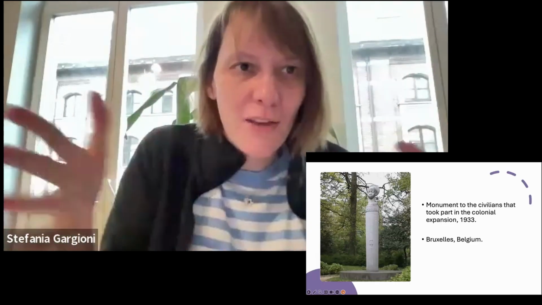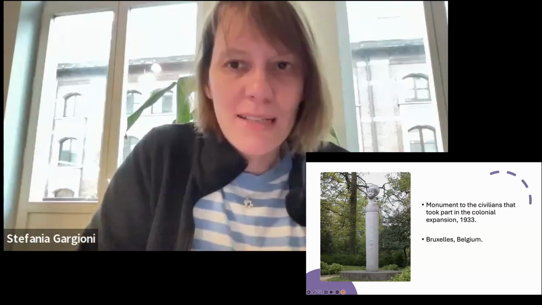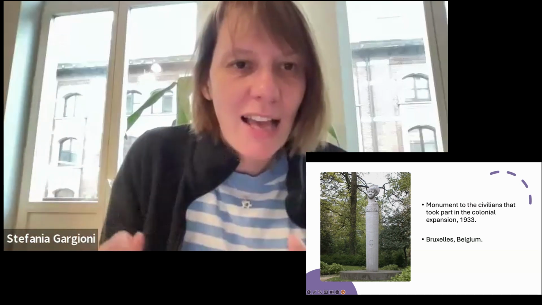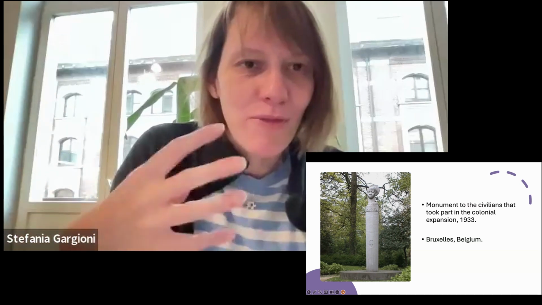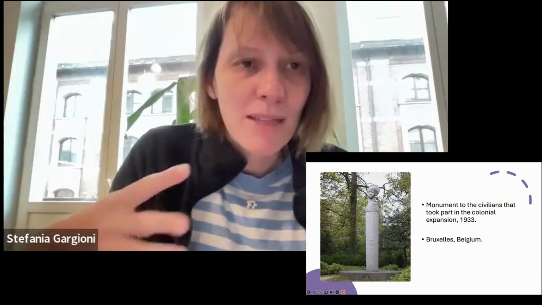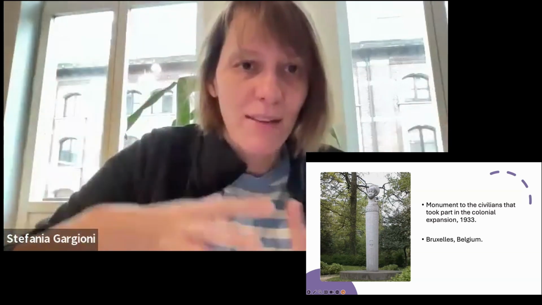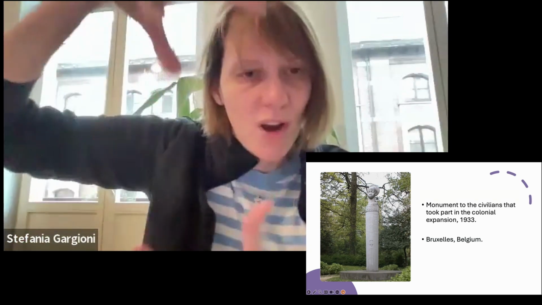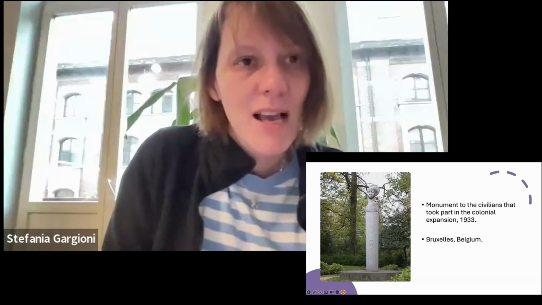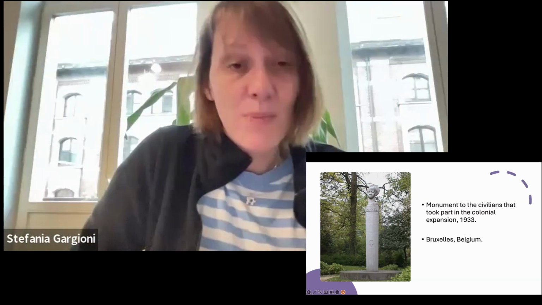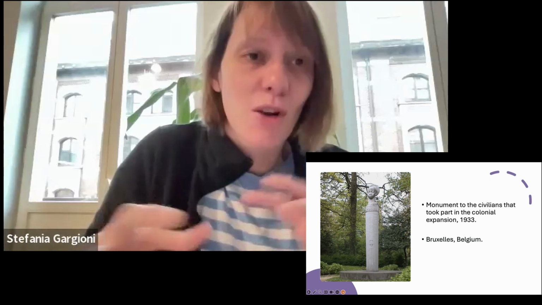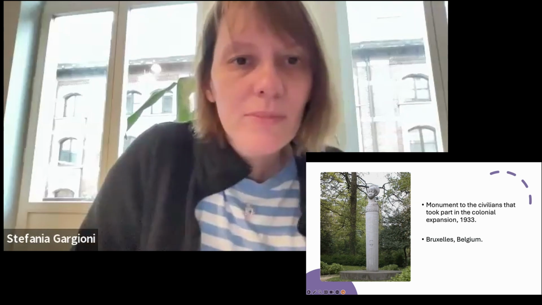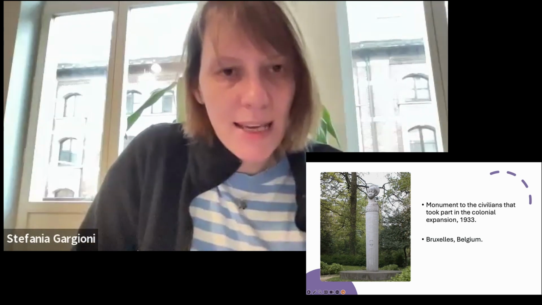This is the monument I used this activity with, and it's in Brussels. It's a monument to the civilians who took part in the colonial expansion, and it suits this routine very well because it's visual, there is a head, a statue at the top, but there is also a lot written on it. Students spent almost 2 hours looking at the parts, the purposes, and the complexity of this monument. And I'm moving now to my second and last case study.